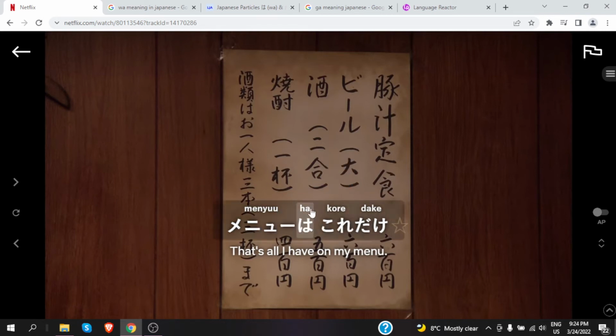Okay, so now we're seeing this pattern again and again. I suppose the menu is the main subject, so we've got this emphasizing particle thing.